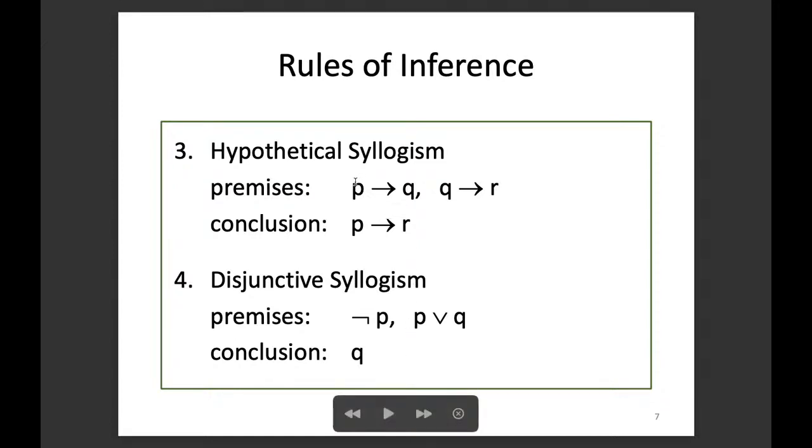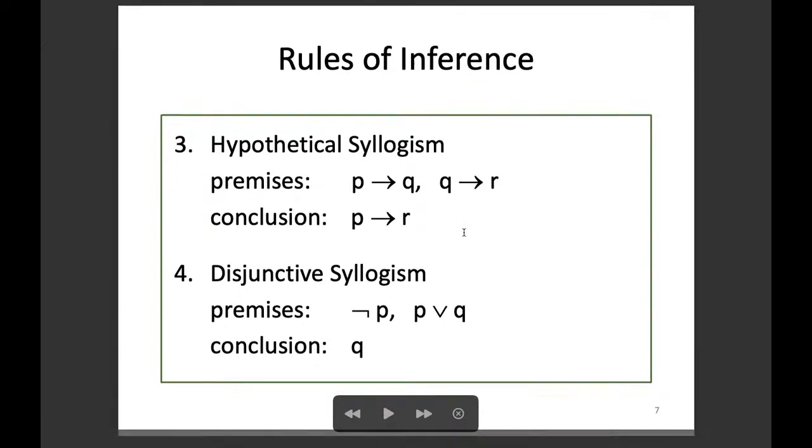Okay, the next one is the hypothetical syllogism, and it is also very, very useful daily. So suppose that I know that if P happens, then Q will happen, and then if Q happens, then R will happen. Let's say we know that this is true, and also this is also true. Then the combined effect will be, we know that when P happens, then R must happen. Okay? Yeah, I think it is a rather easy example, right?